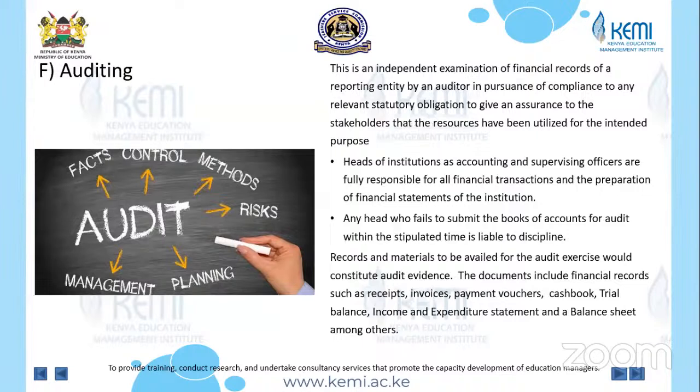This examination of the school records of the finances is what we shall use as the audit evidence. Now, what are the financial records that we are talking about? These include receipts for transactions made, invoices for payments to be made, payment vouchers, the cash book itself, the trial balance, the income and expenditure statement, and the balance sheet, among others. So these are some of the financial records that must be submitted by the head of the institution for this independent examination by the Office of the Auditor General to check on compliance and assure the stakeholders that money has been spent for the purposes that it was intended for.